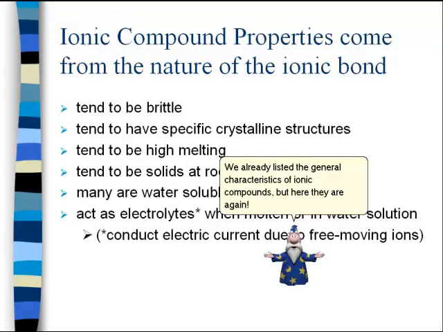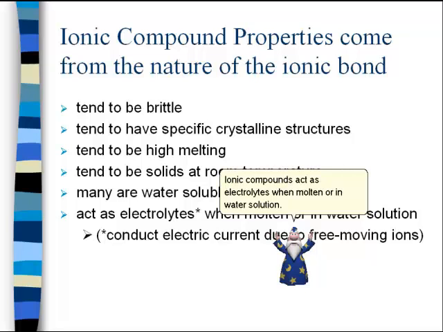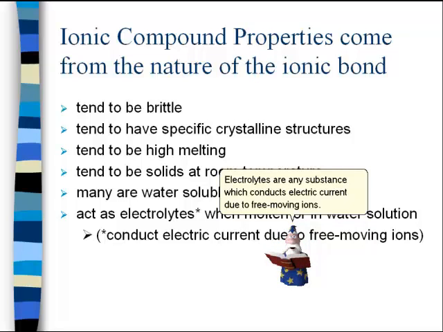We already listed the general characteristics of ionic compounds, but here they are again. Ionic compound properties come from the nature of the ionic bond. Ionic compounds tend to be brittle, and they tend to have specific crystalline structures. Ionic substances tend to be very high melting, and also tend to be solids at room temperature. Many ionic substances are water-soluble. Ionic compounds act as electrolytes when molten or in water solution. Electrolytes are any substance which conducts electric current due to free-moving ions.